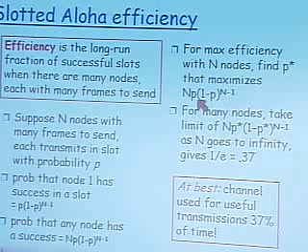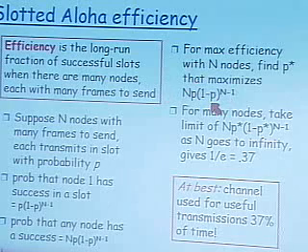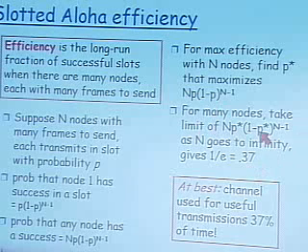That's very easy to compute. You just take the derivative, set it to 0, and get a P star that maximizes this quantity. So it's a function of n. If you have many nodes, the limit of this quantity as n goes to infinity, the optimal probability is 1 over e. 1 over e is 0.37.